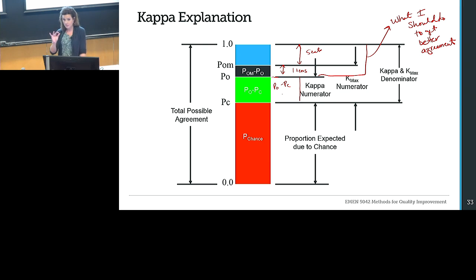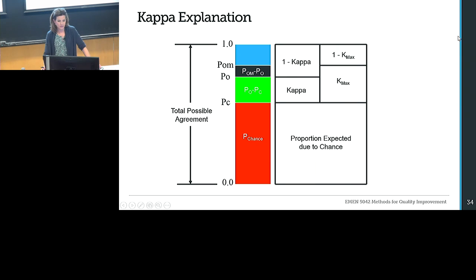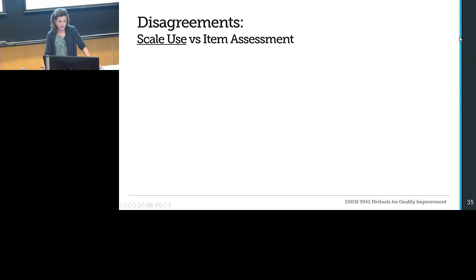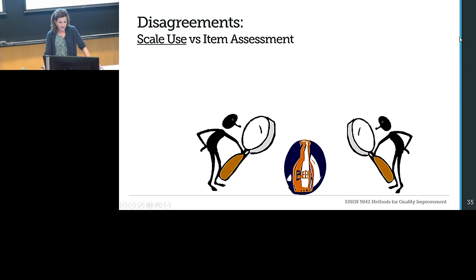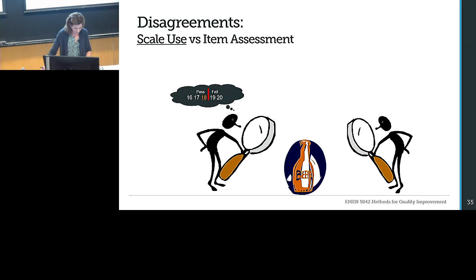Don't worry, we're going to look at some examples. We're just getting some concepts down here. This is just another way that you could look at it. So disagreements would be kind of like this. Let's say we're looking at a beer bottle, because why not?